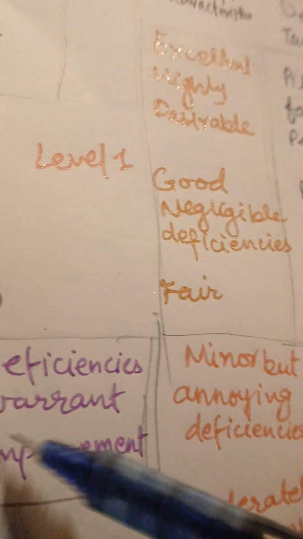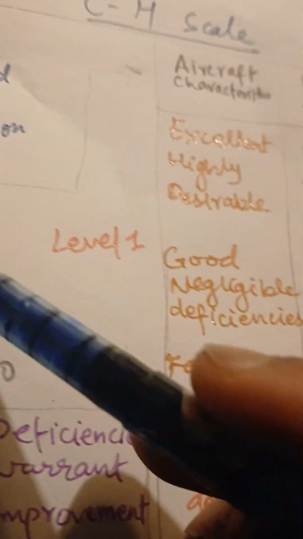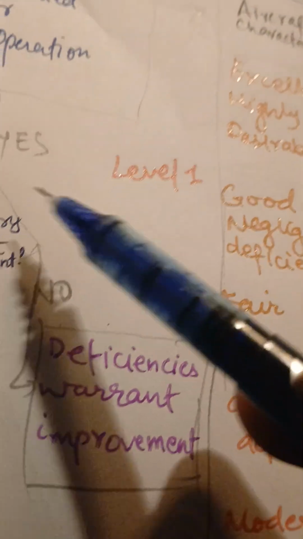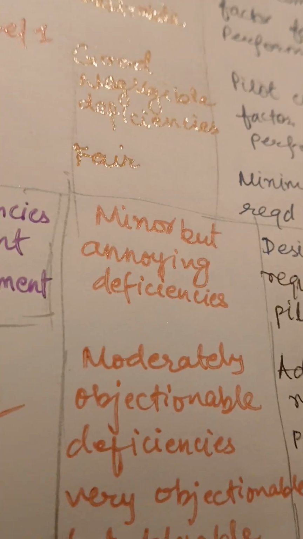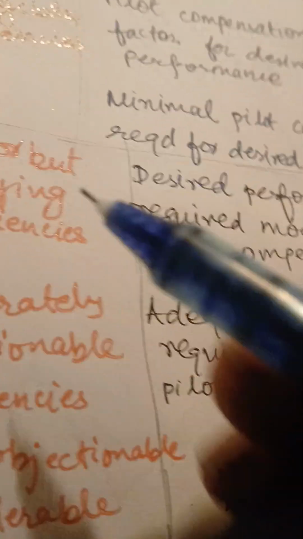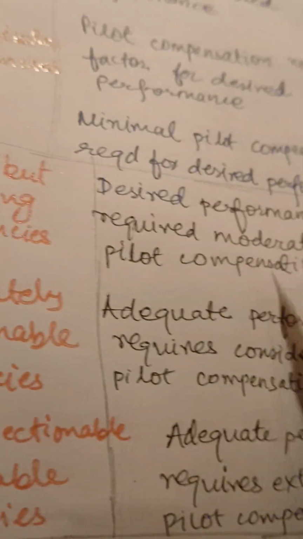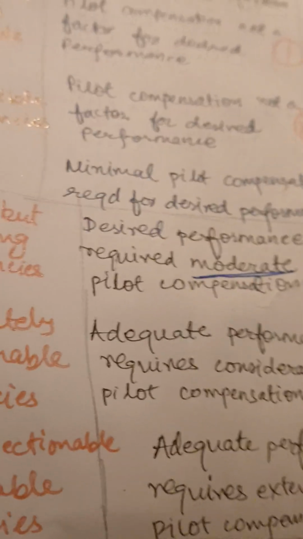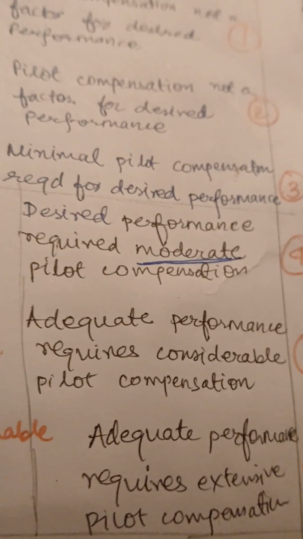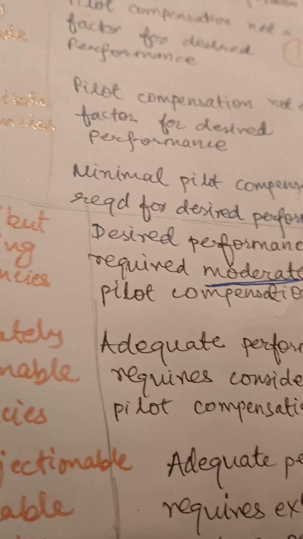That was for yes. If it is no, then deficiencies warrant improvement, which means there are deficiencies that need to be addressed. First, minor but annoying deficiencies. Annoying is the keyword. Desired performance requires moderate pilot compensation. Moderate is the key. So desired performance requires moderate pilot compensation.